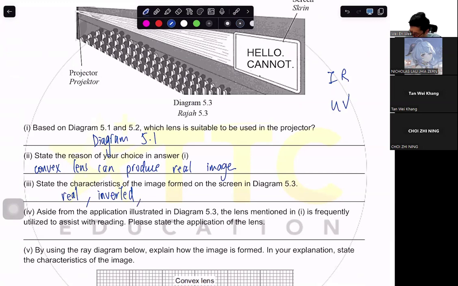And the last one is the size. Of course, your movie screen is very, very big, so it will definitely be magnified.